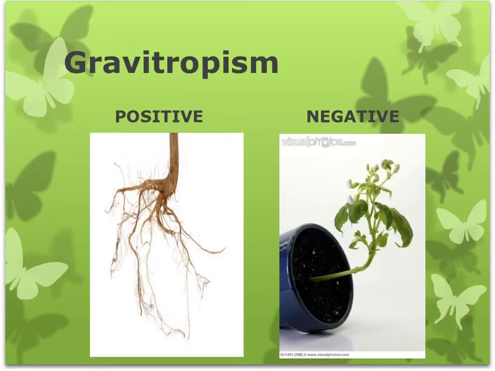The next type of tropism is gravitropism. Gravitropism is the tendency of plants to grow with or against gravity. Roots grow downward with gravity, and because it's with gravity, it's called positive gravitropism. Stems grow upward against gravity, such as in this plant with the pot tilted on the side, and that is called negative gravitropism because it is against gravity.